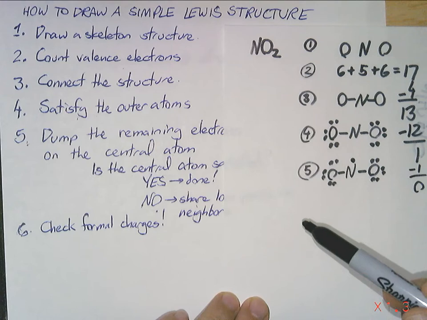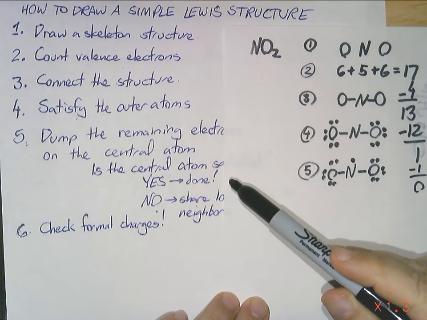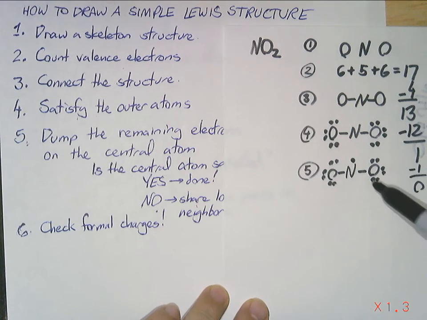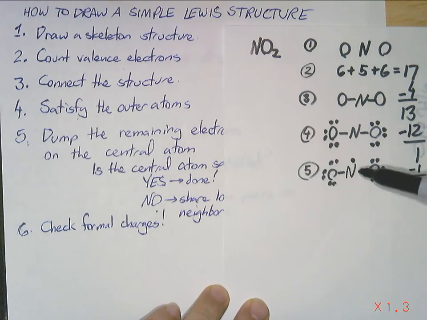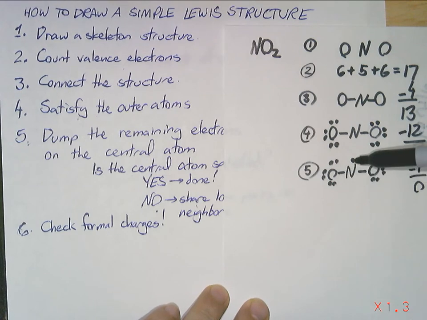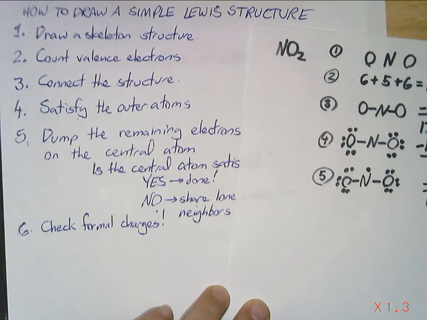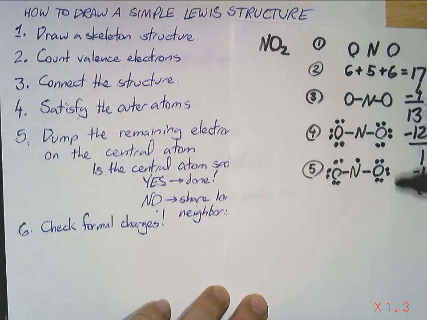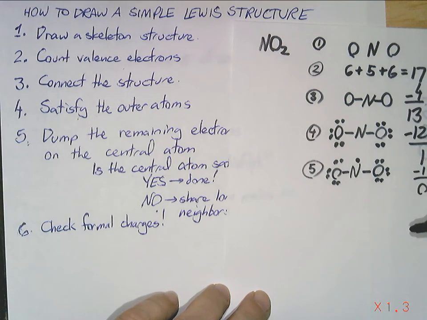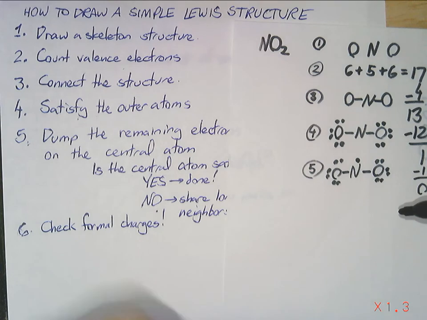Now it says, is the central atom satisfied? Is it? No. I've got 2, 3, 4, 5. 5 electrons around the central atom. How many does it want? It would like 8. So it would like some more.